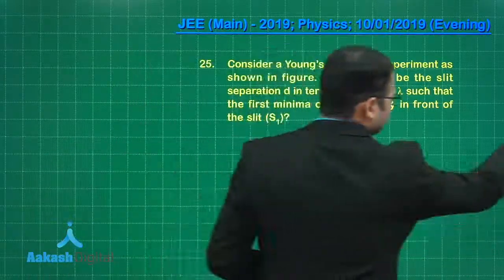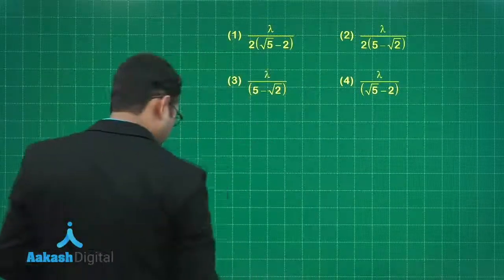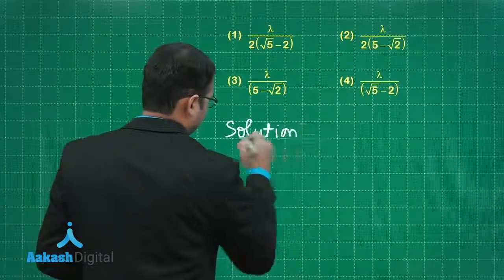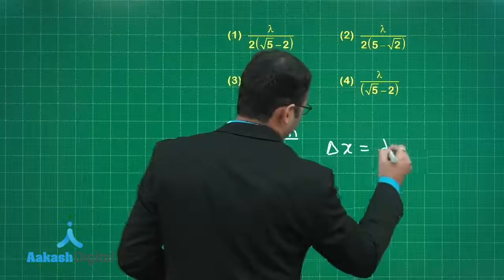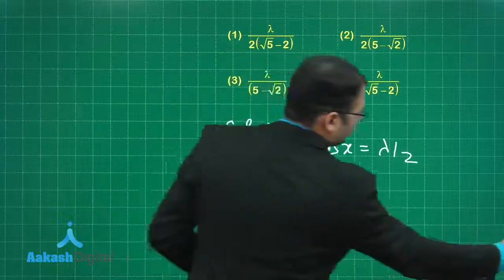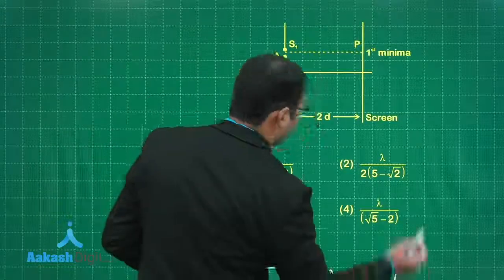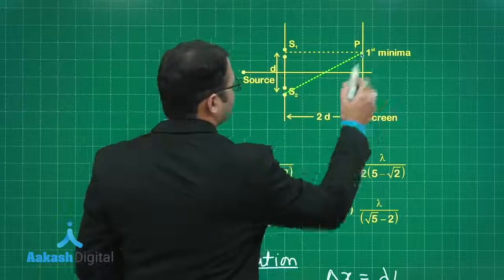Let's start with the solution. We are all well aware that in order to find the first minima, the path difference should be equal to lambda by 2. Now, if you want to find the path difference, the paths we are going to consider are one is this path, where the light will be coming from here, and one is coming directly.